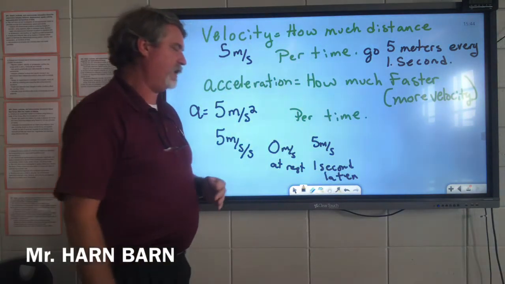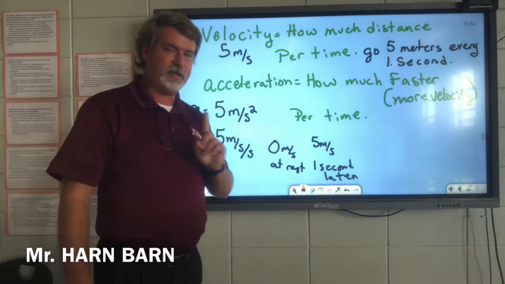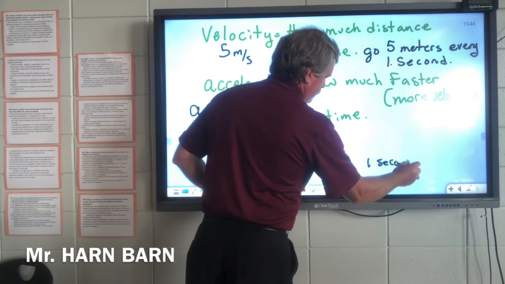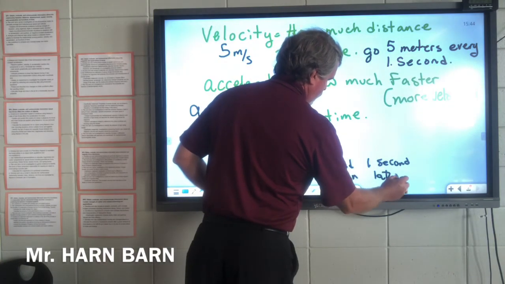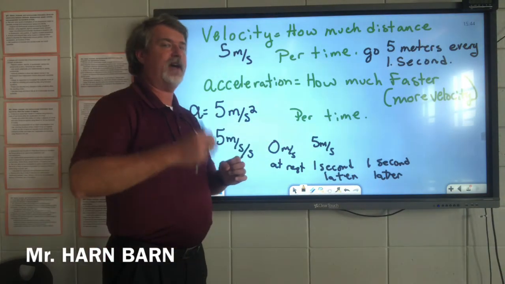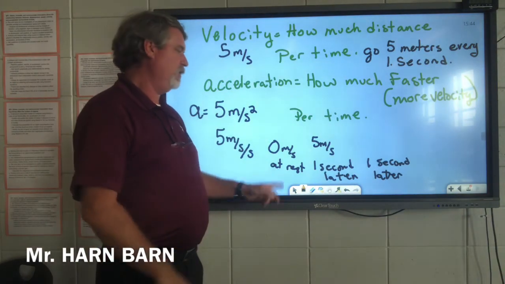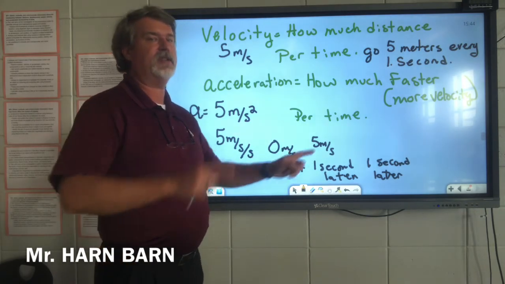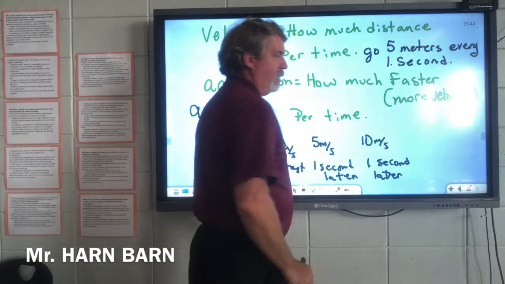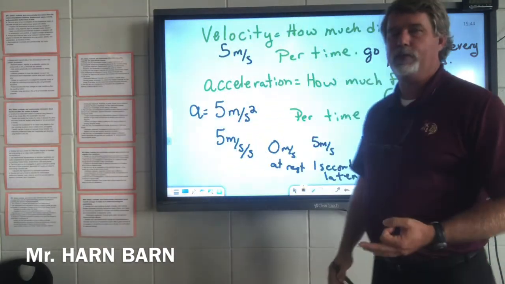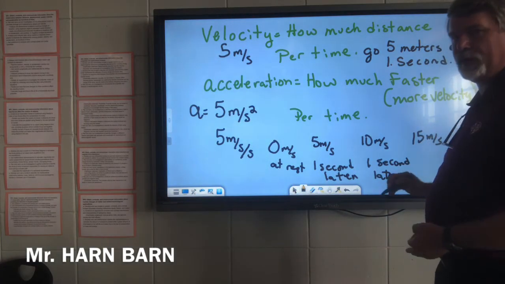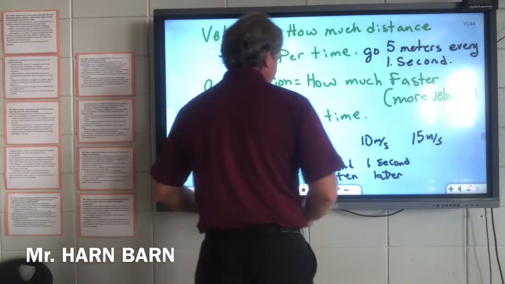All right, how fast will it be going after the second second? So 1 second later, it's going what? Well, it's got an acceleration of 5. That means it gets 5 meters per second faster every second. Was at 0, it's now at 5, it's now going to be at 10. And if I were to continue this acceleration, I would now move to 15 meters per second.